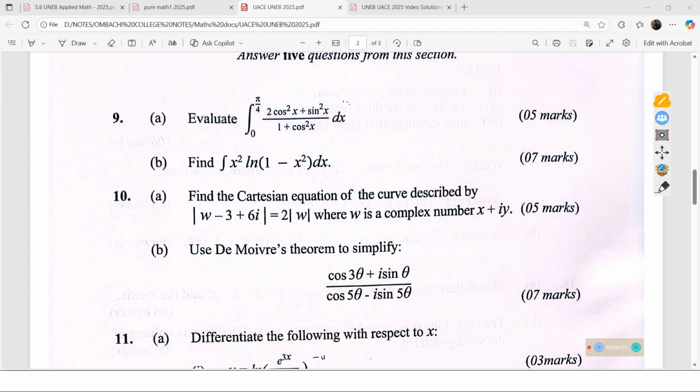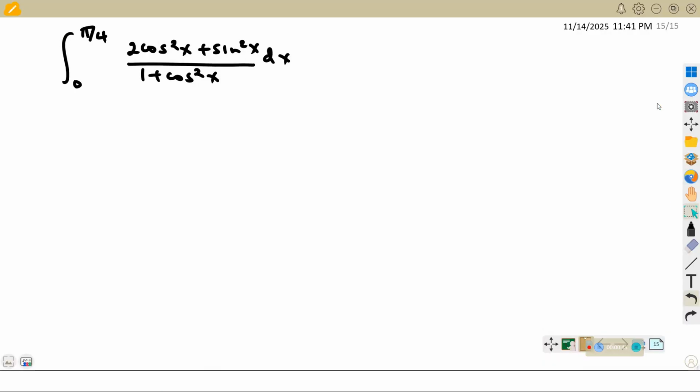So let us look at question number 9. It says evaluate the integral from 0 to pi by 4 of (2 cos squared x plus sine squared x) over (1 plus cos squared x) dx. It is taking 5 marks. So let us see how best we can get these 5 marks.